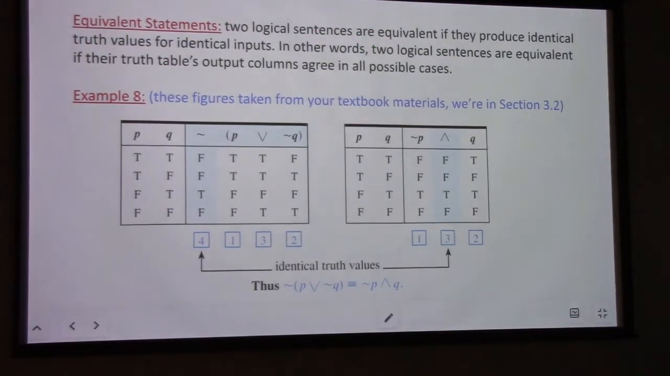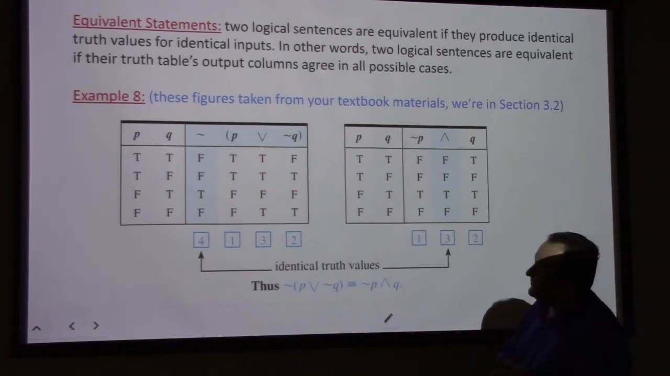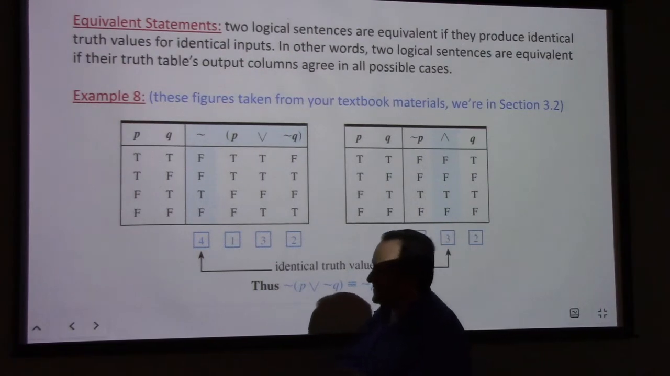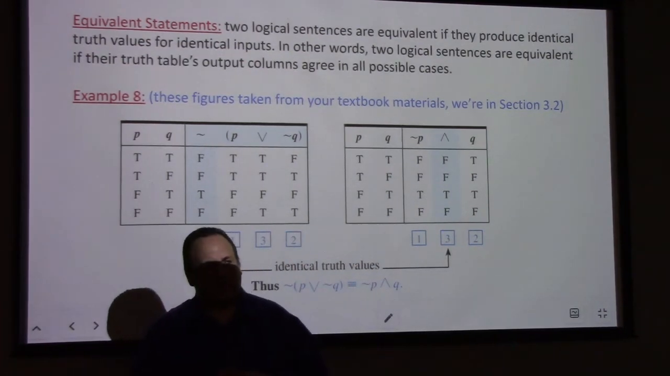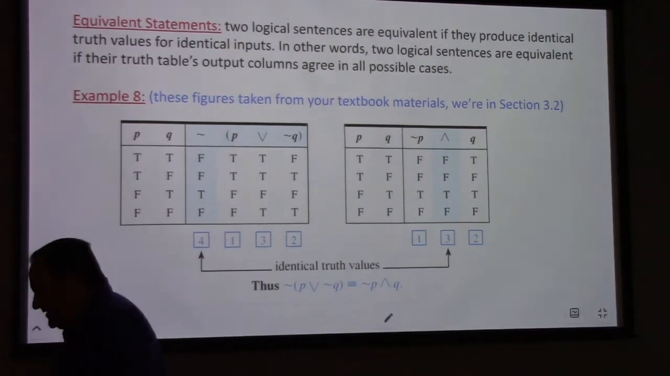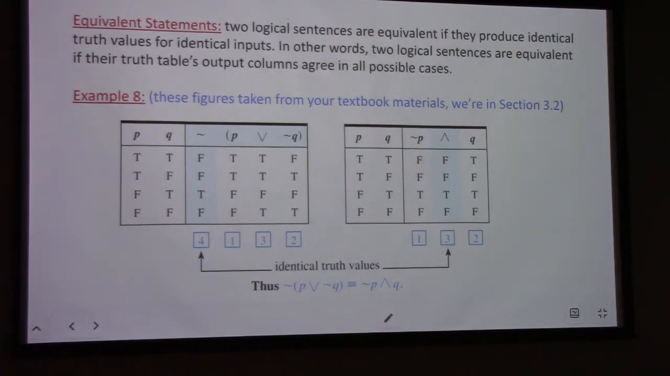We should also talk a little bit about equivalent statements. Equivalent statements are statements which have identical truth values for identical inputs. In other words, two logical sentences are equivalent if their truth tables' output columns agree in all possible cases. I think this doesn't really comport with what we mean by equivalence in everyday speech, because with this language, any two tautologies are equivalent.